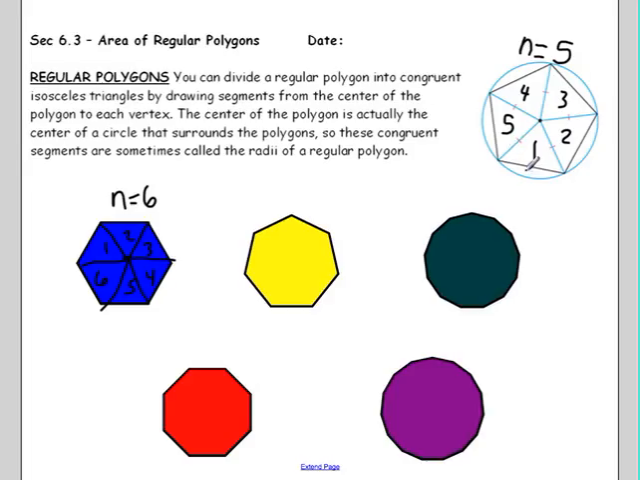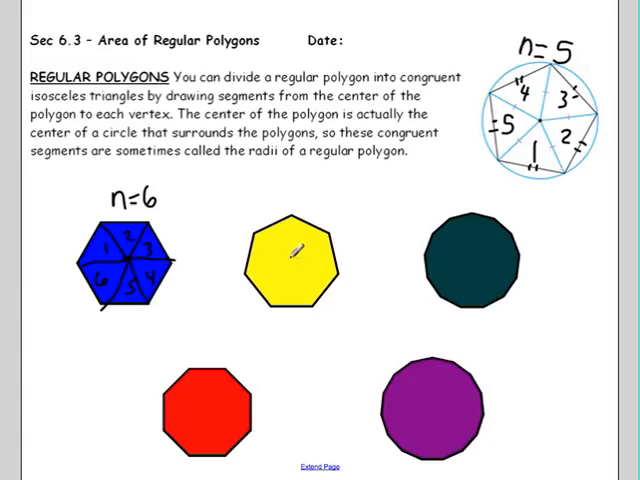What's kind of neat about these is the side length of each of these is going to be the same. Why is it the same? Because this is an equilateral pentagon. So each of the side lengths are the same. So each of these triangles we could prove are actually the same by side, side, side.